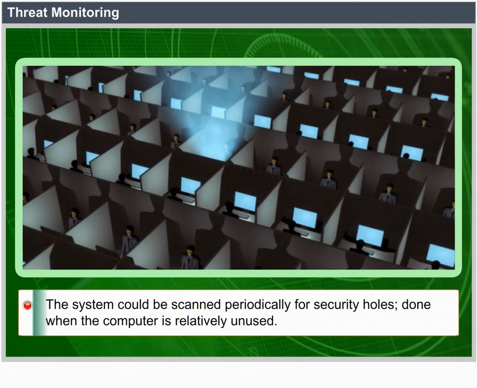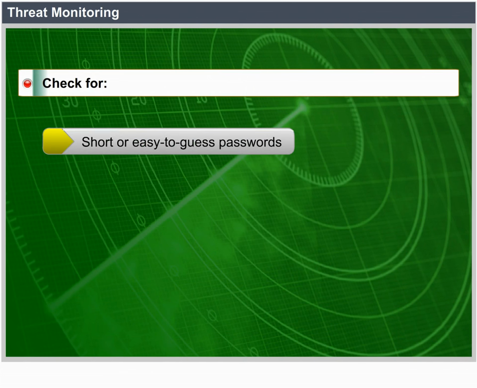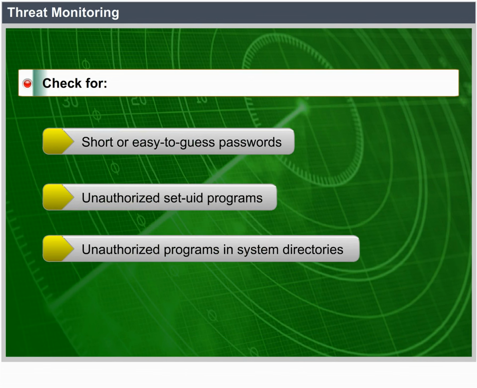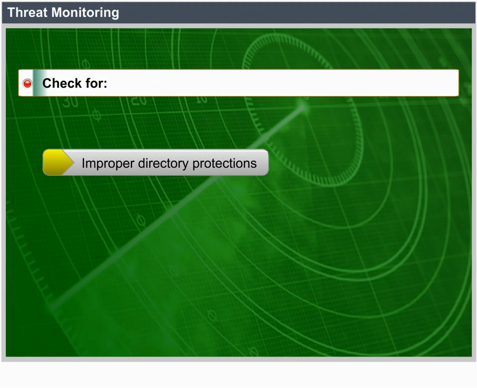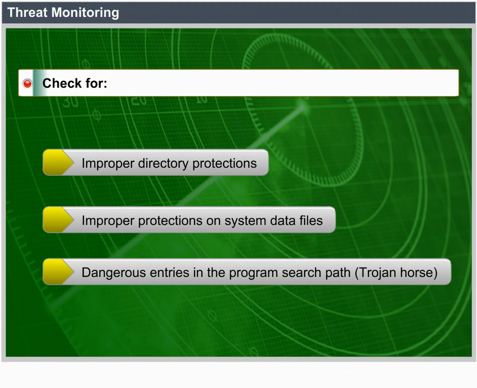Check for short or easy to guess passwords, unauthorized set UID programs, unauthorized programs in system directories, unexpected long-running processes, improper directory protections, improper protections on system data files, dangerous entries in the program search path, Trojan horse, changes to system programs, monitor checksum values.